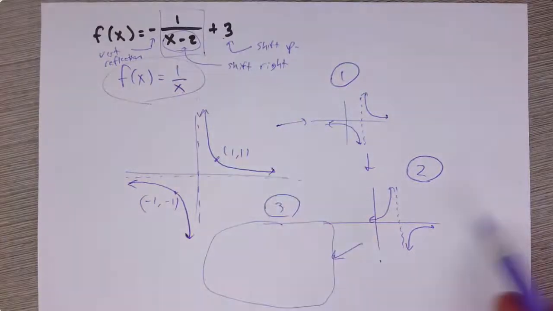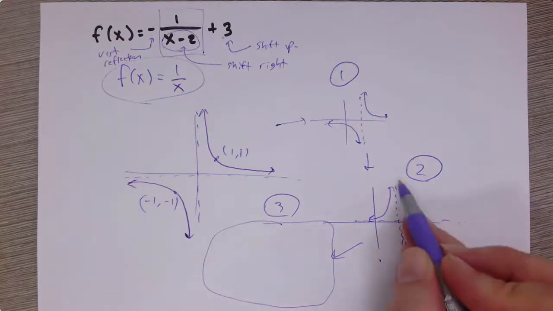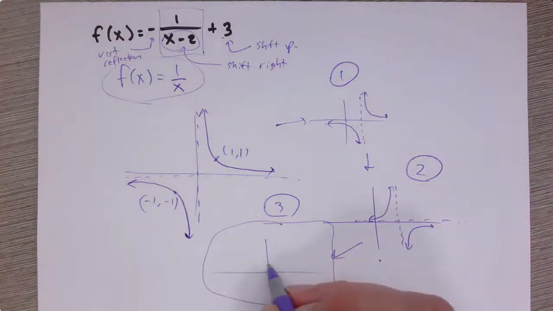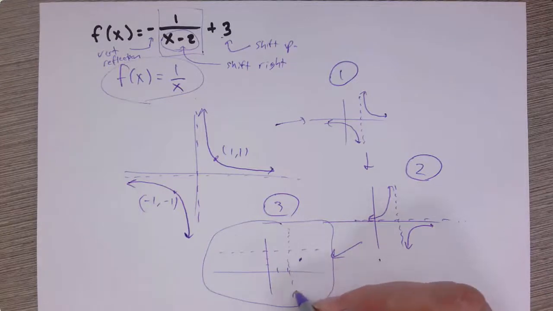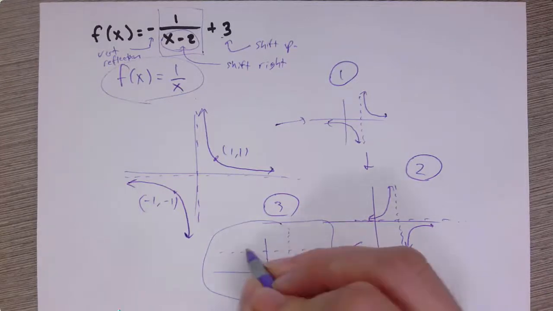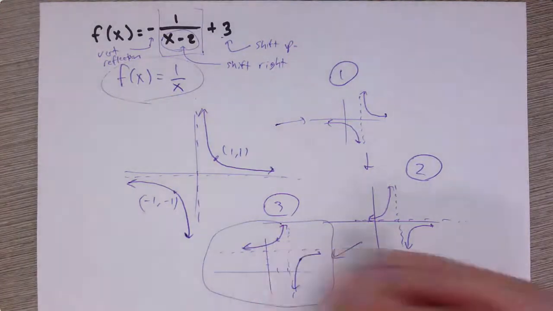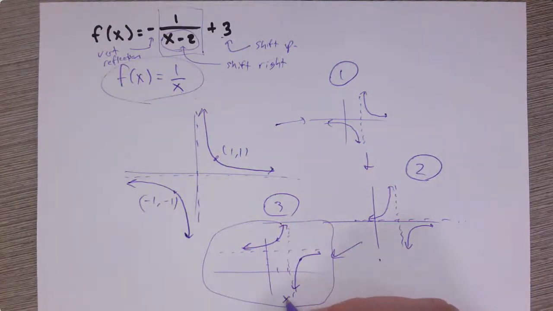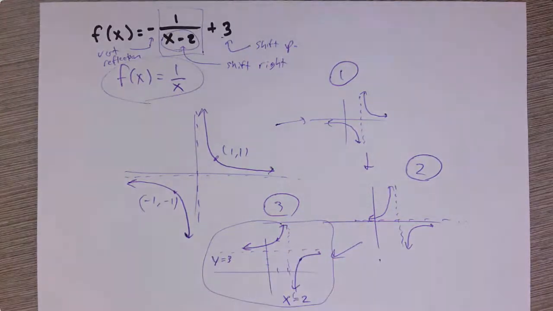We're going to shift it up. So here we've got a horizontal asymptote at 0, and we're going to shift it up by 3. So 1, 2, 3. And we still got this vertical asymptote at 0, and the rest of it kind of looks the same. So there we go. It's going to look something like this. Let's go ahead and fill in the last of the details. So here the vertical asymptote is at x equals 2. The horizontal asymptote is at x equals 3.